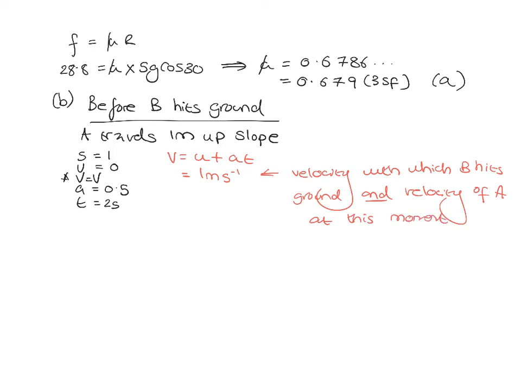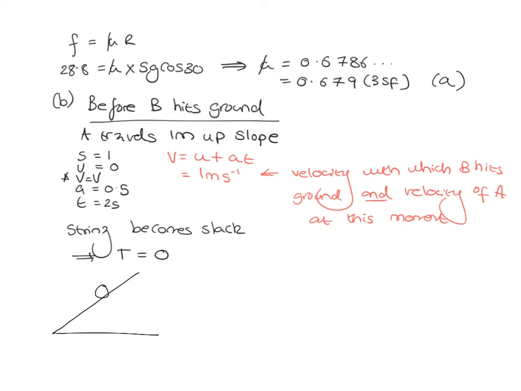So what are we going to do? We're going to think about what happens when B hits the ground. So the string becomes slack, which tells us now the tension is equal to 0. We need to now look at the forces acting on particle A again, because the situation has changed a little bit. Some things are in fact just the same, so we have the reaction force up here, we have the weight of A, which is 5g, and of course the angle of the slope still remains at 30 degrees.